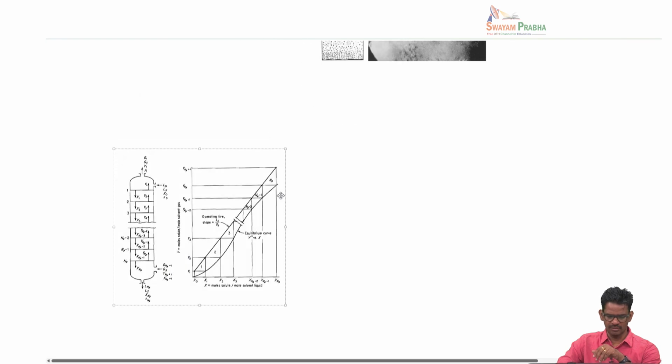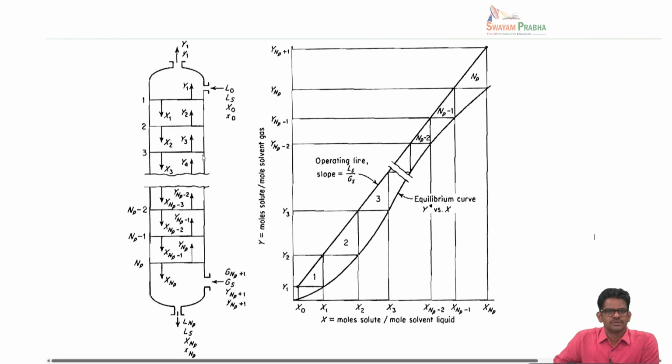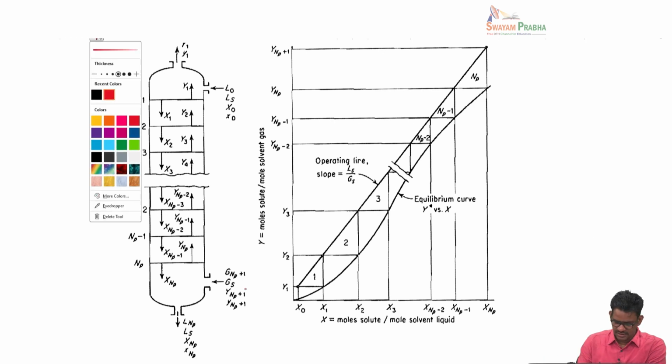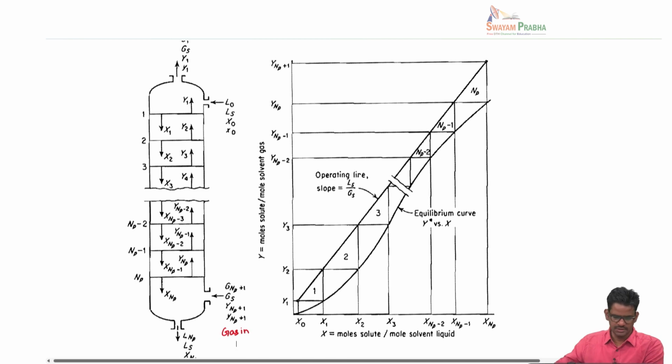Now this calculation can again be done in two ways. One is a graphical method, another one is an analytical method. Okay, so in terms of a graphical method, we can show the column in this particular schematic. So here is a schematic. What you see here is that gas is coming in here. Okay, this is gas in and this is gas out, and here liquid is in and then here it goes out.